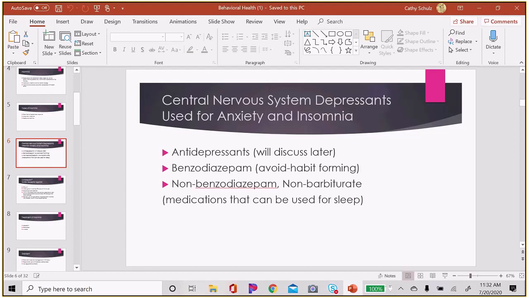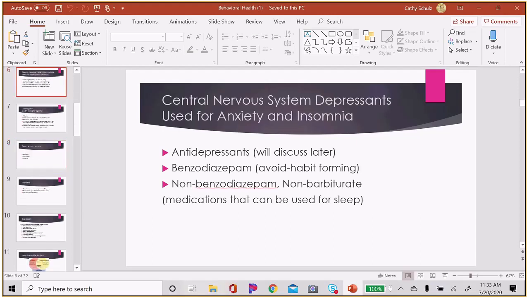The way anxiety is treated now is a combination of talk therapy and trying to make some behavior changes and actually antidepressants. And then there is another whole group of medications that are non-benzodiazepines that are used for sleep. So you'll see a lot of people kind of shy away now from using benzodiazepines on a regular basis for people with anxiety because they are habit forming.